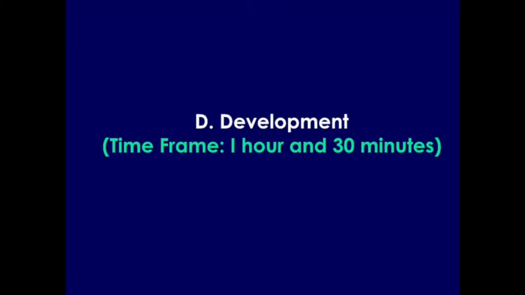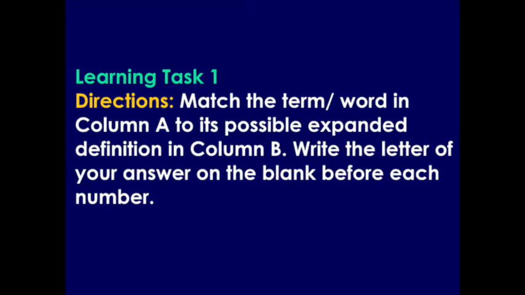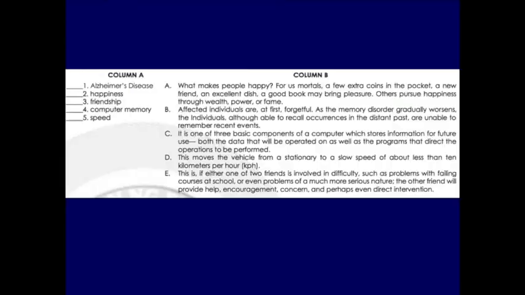B. Development. Time frame 1 hour and 30 minutes. Learning task 1. Directions. Match the term or word in column A to its possible expanded definition in column B. Write the letter of your answer on the blank before each number. Column A. Alzheimer's disease. Happiness. Friendship. Computer memory. Speed. Column B.